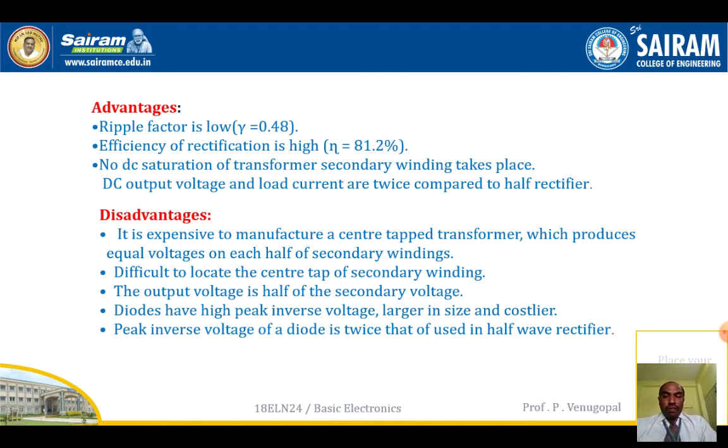Disadvantages of the center tapped full wave rectifier. It is expensive to manufacture a center tapped transformer which produces equal voltages on each half of the secondary windings. It is difficult to locate the center tap of the secondary windings. The output voltage is half of the secondary voltage. Diodes have high peak inverse voltage, are larger in size and costlier since it consists of a center tap. So the cost of the circuit is more. Peak inverse voltage of a diode is twice that of the one used in the half wave rectifier.